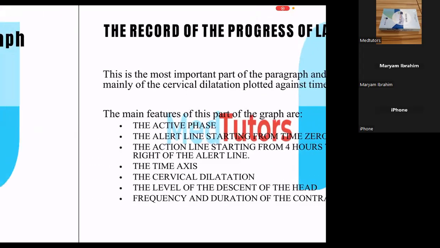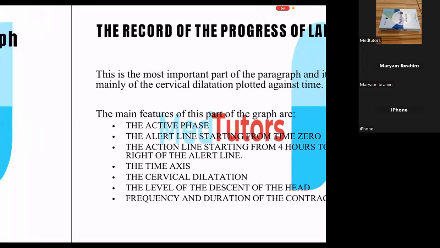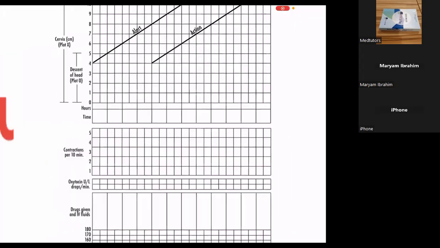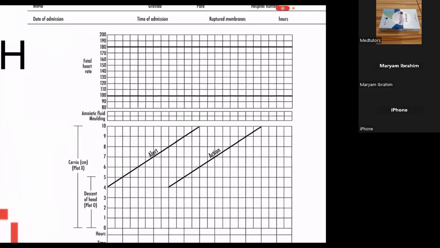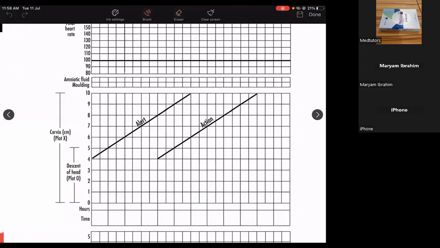So like I mentioned earlier on, you don't open the partograph until the woman is in active phase of labor. Initially, partographs had parts where you can plot the latent phase of labor, but nowadays you don't plot the latent phase, you only start from the active phase of labor. So the alert line, this here is the alert line. And then 4 hours from the alert line to the right, you have the action line. Then you have the cervical dilatation, like I already mentioned.